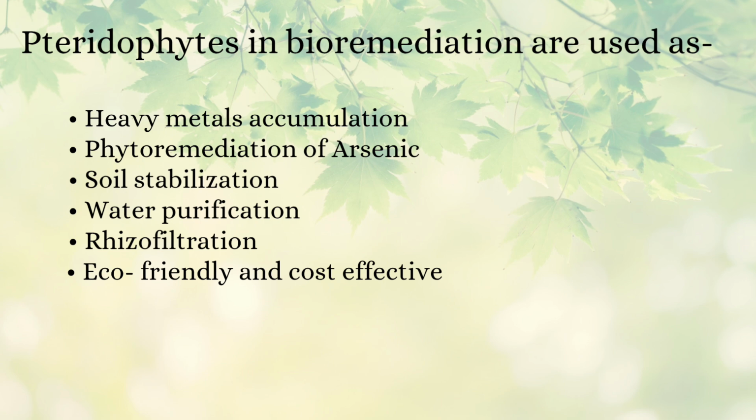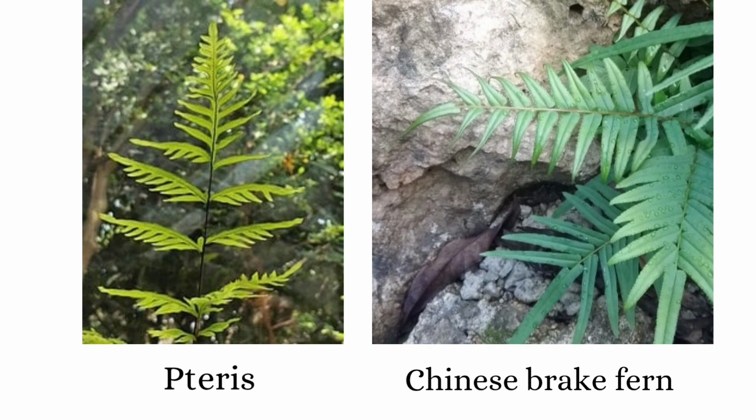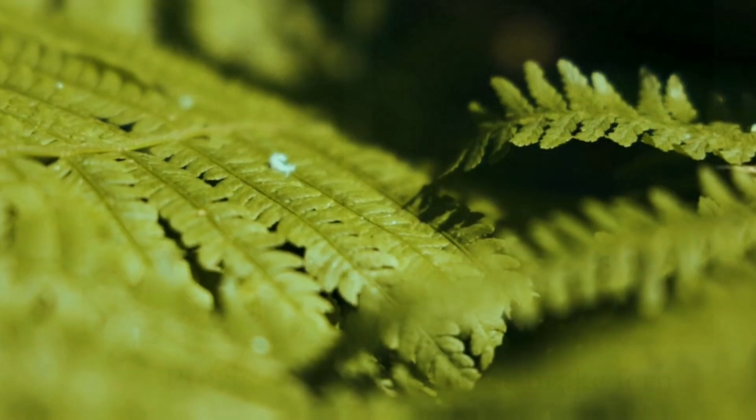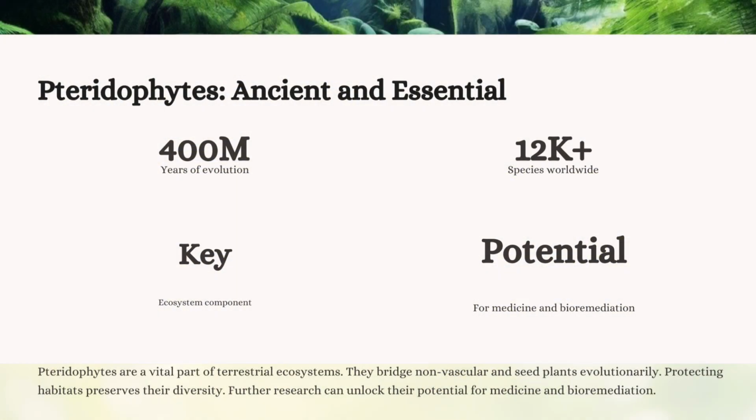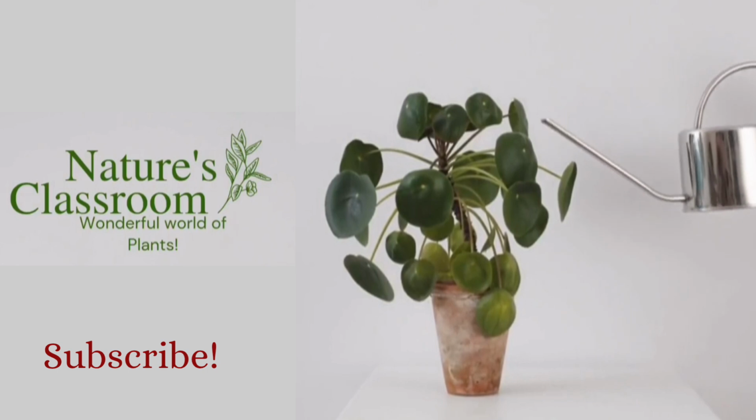heavy metals like arsenic, lead, and cadmium from contaminated soil and water. For example, Pteris, or Chinese brake fern, is well known for its ability to absorb high levels of arsenic. Pteridophytes may be ancient plants, but their role in today's world, from beautifying spaces to healing and cleaning the environment, makes them truly remarkable. Up next, meet the mighty gymnosperms, the seed-bearing giants that ruled before flowering plants ever bloomed.